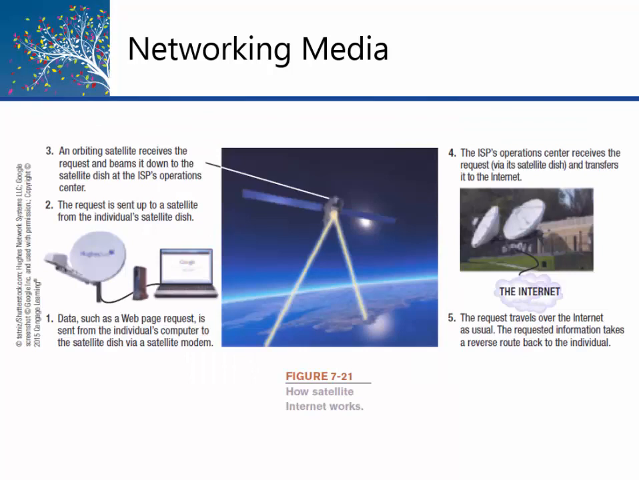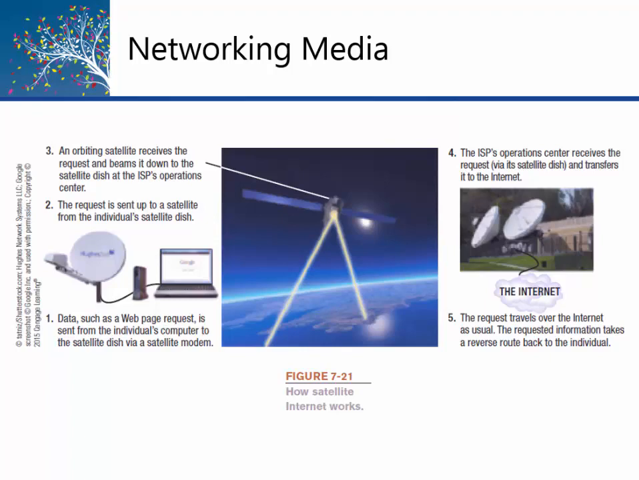So here we see a figure showing data bouncing up to the satellite and bouncing back. It takes about a quarter of a second for a signal to go from location A on Earth to location B on Earth by bouncing off a satellite, and then another quarter of a second to communicate back. So there's about a half second delay when you're using satellite transmissions. If you're using fiber optics under the ocean, you don't have to deal with that half second delay.